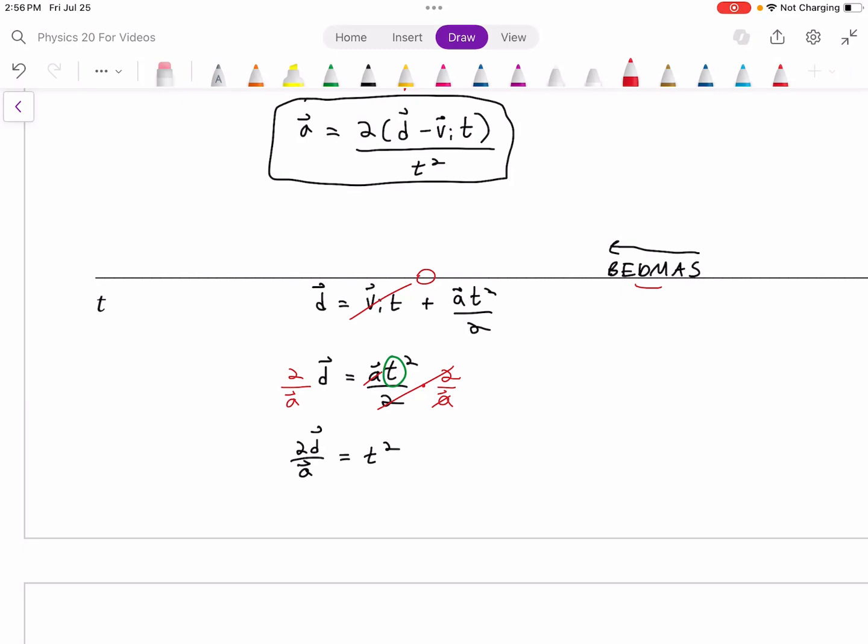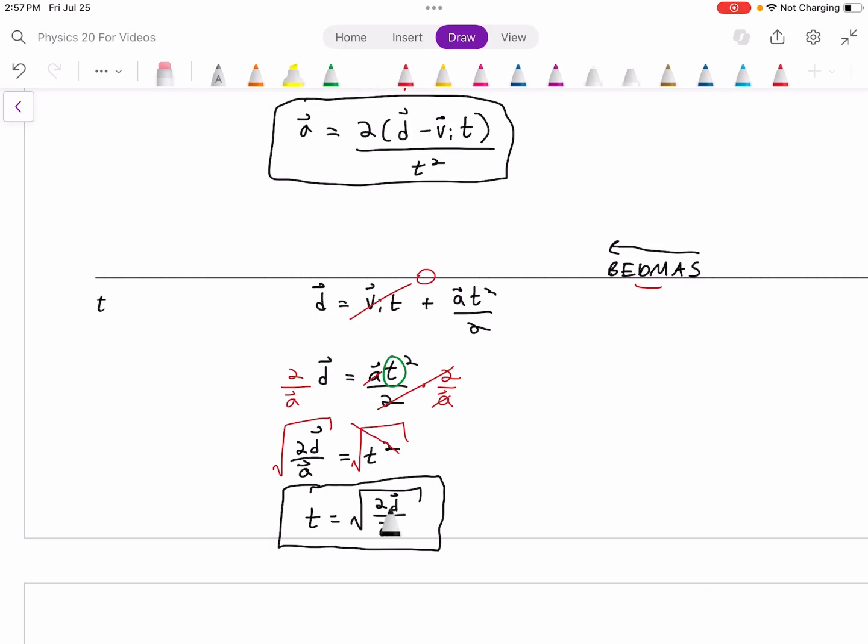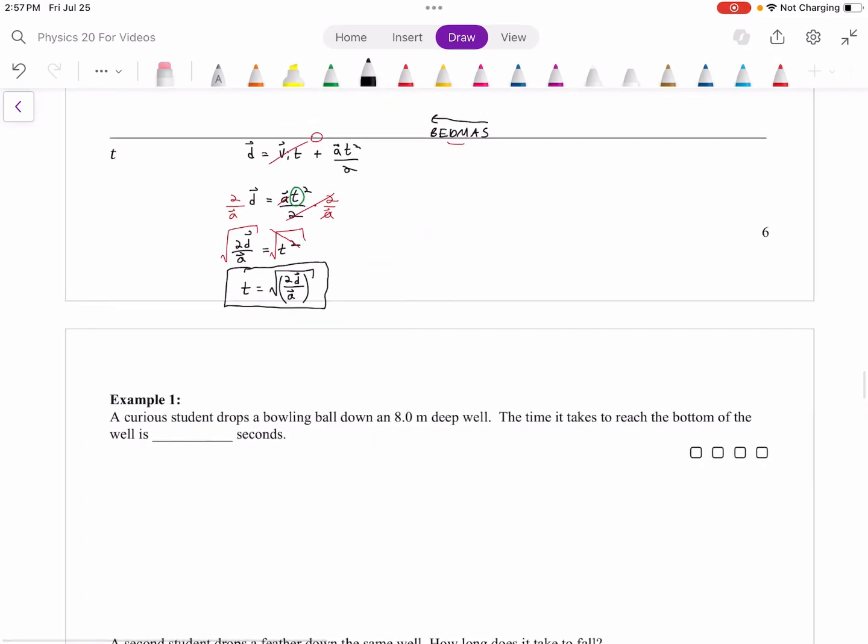Now, here we are, almost there, but we haven't solved for time. We've solved for time squared. We don't want to know what t squared is, we want to know what t is. So, what operation is being performed on t? It's being squared. What is the opposite of squaring? It is square rooting. So I will square root this side and I will square root this side. We find that time is equal to the square root of 2 times the displacement divided by the acceleration. That is all being square rooted. And there we go. We're ready to take this equation for a spin with some real examples.